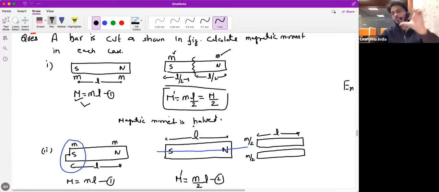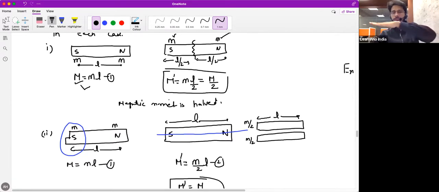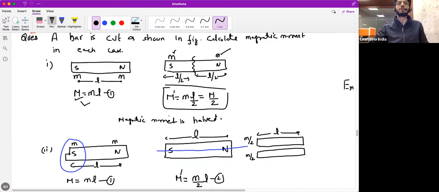Remember, these two are important questions. If we cut it perpendicular to the length, then the pole strength is not changing, but the length is changing, so the magnetic moment will become half. If we cut it parallel to the length, then the pole strength will become half, the length will not change, and again your magnetic moment will become half. Just note it down.